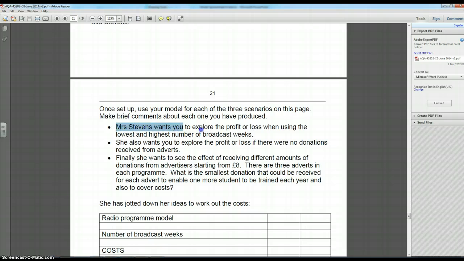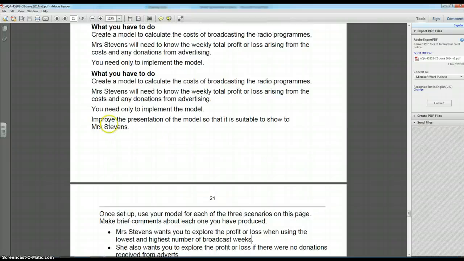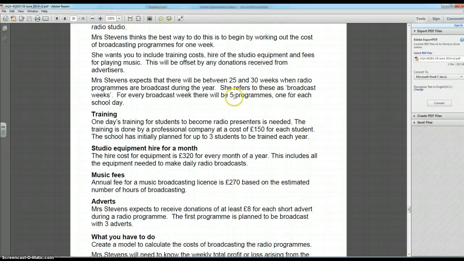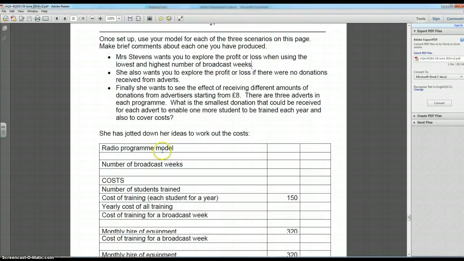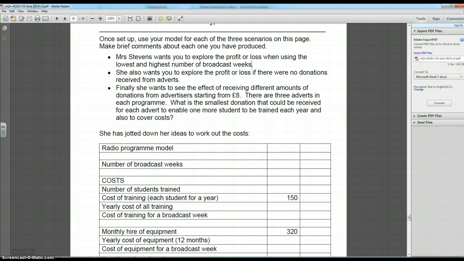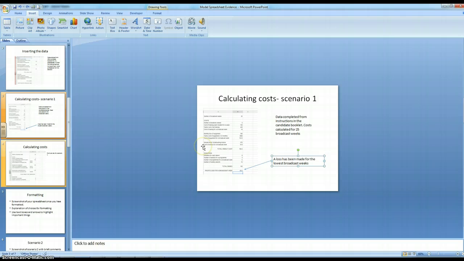And Mr. Stevens wants you to explore the profit or loss when using the lowest and highest number of broadcast weeks. So this is something else we need to do as part of our first scenario, is show the lowest and highest number of broadcast weeks. At the moment we've shown 25 weeks, which is the lowest. If you remember earlier on, it said between 25 and 30 weeks. So we're going to need to show evidence that we've done the one for the 30 weeks also.